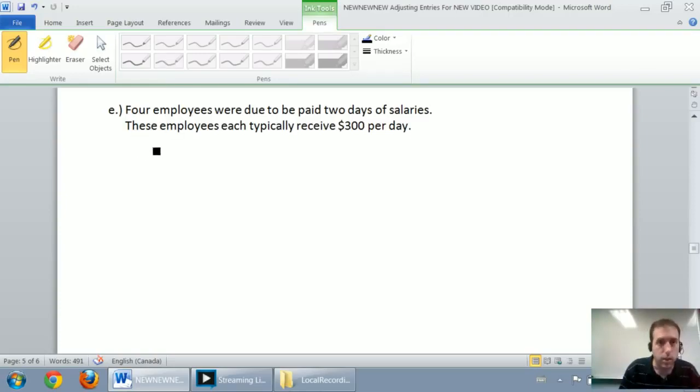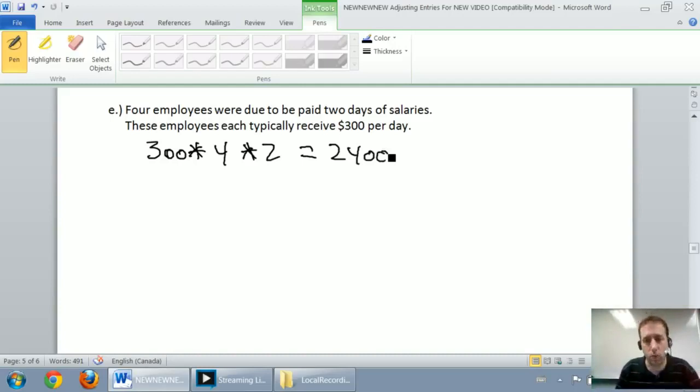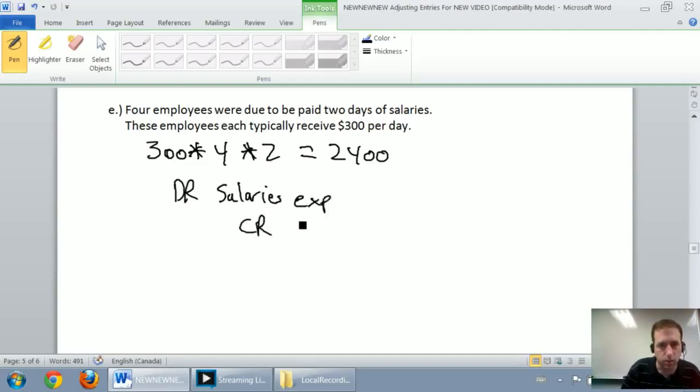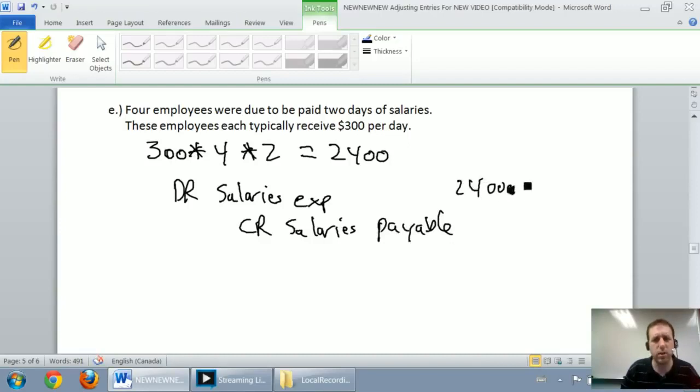So what do we do? We figure out how much it is. These employees typically receive $300 per day, times 4 employees, and each of them is owed for 2 days. 300 times 4 times 2 means we owe overall $2,400 worth of salaries, which we haven't paid. So my journal entry when I haven't paid salaries is to debit salaries expense and credit salaries payable.